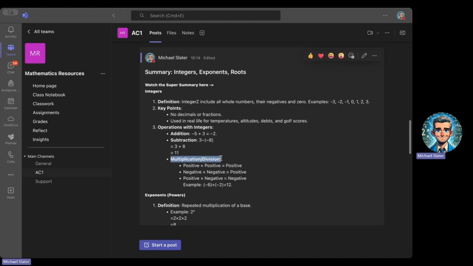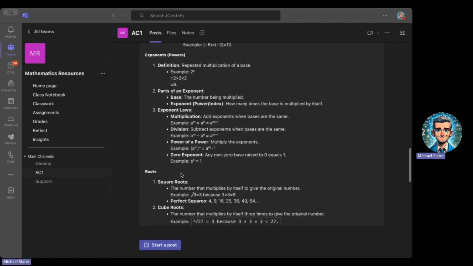Multiplying and dividing, that thing that I did with love and hate. A positive times a positive is a positive. The signs are the same, we get a positive. A negative times a negative is a positive. The signs are the same, we get a positive. When the signs are different and we multiply or divide, this applies to division too, then we get a negative. So -6 times -2 is a negative times a negative, which gives us a positive. 2 times 6 is 12.